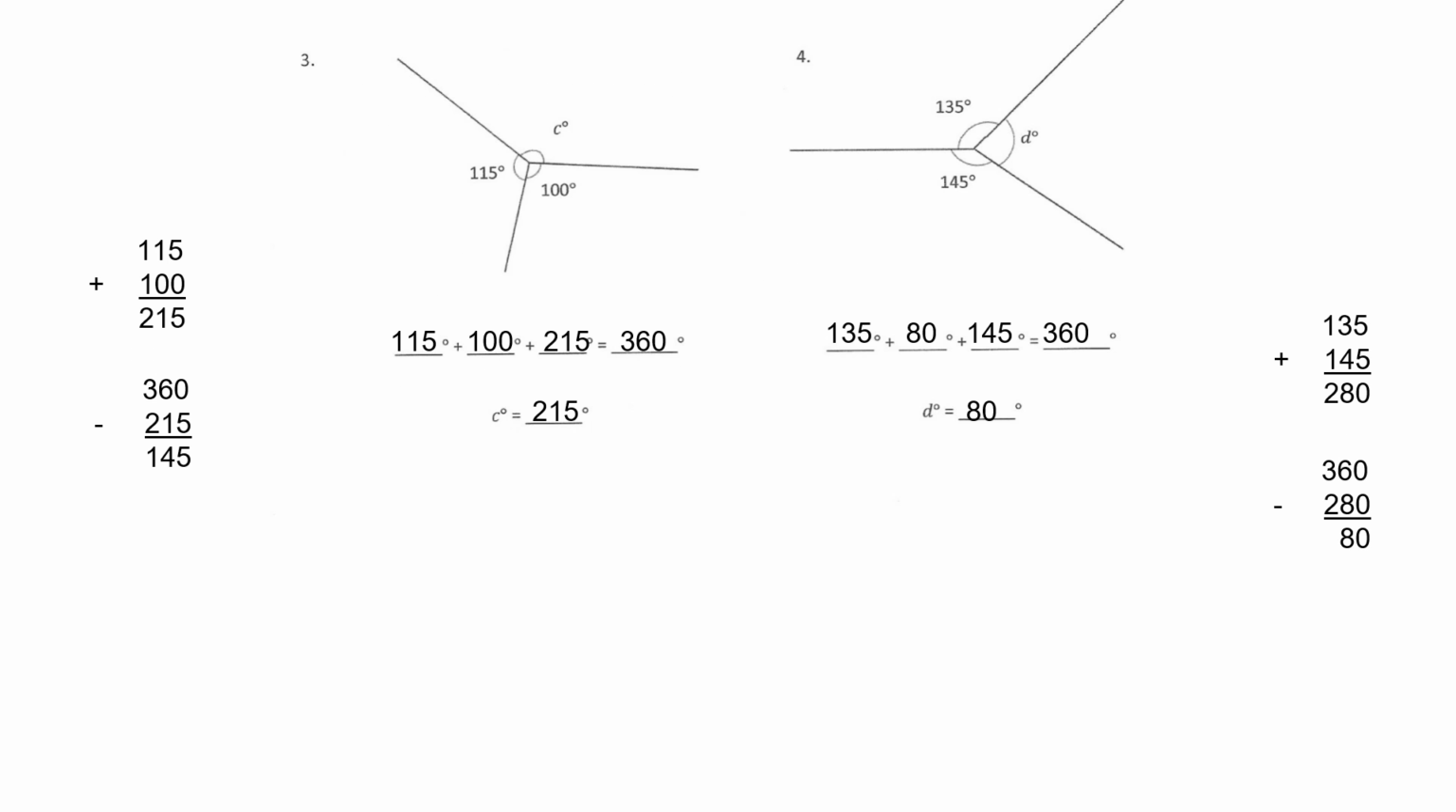Now again, this is a full circle, but we know two parts and we're missing one of them. These are two-step problems. First, we have to add the two parts together. So 115 degrees plus 100 degrees is 215 degrees. Then we have to subtract that from 360 degrees. So 360 minus 215 is 145.